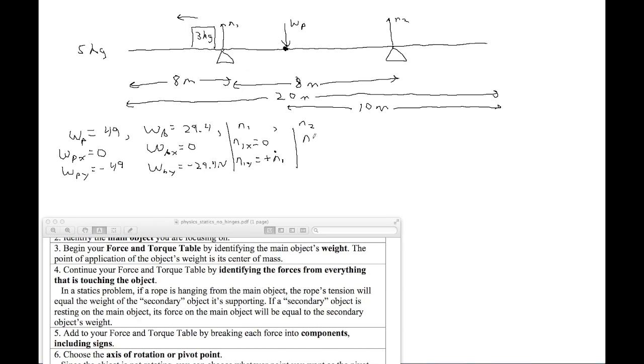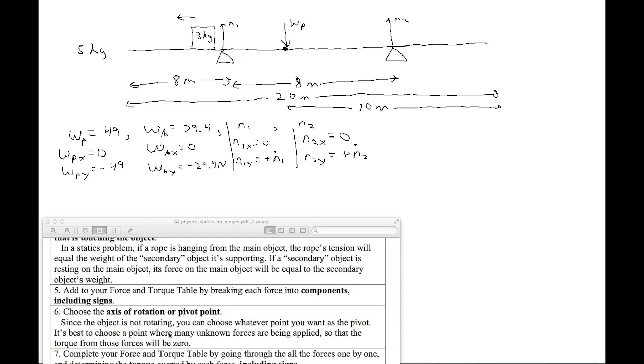So what would I write down for the x component of normal force 2? So that's 0. And the y component of normal force 2? So we can call it positive N2. All right. So that's our force and torque table. It's important to be real careful with that. We've broken everything into components. Next, choose the axis of rotation or pivot point. So what are you going to choose as your pivot point? So in this problem, I'd probably choose point one. What do you mean by point one?